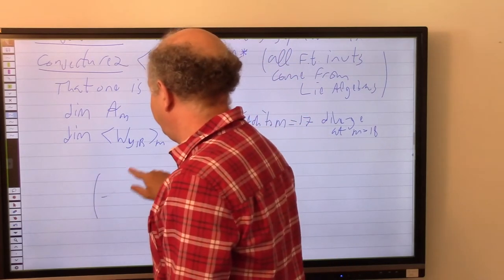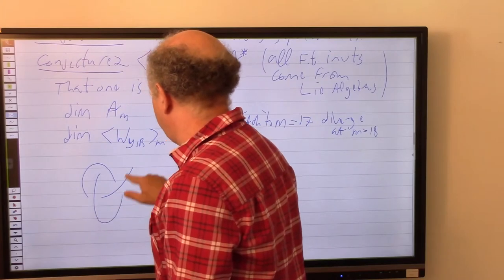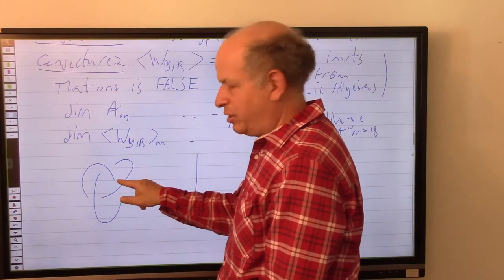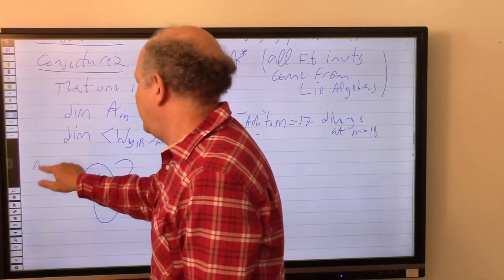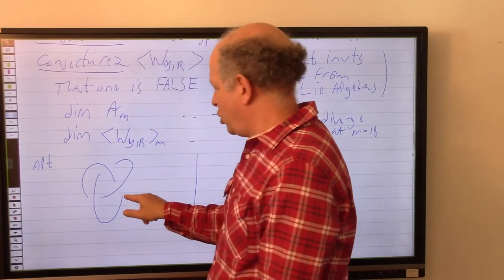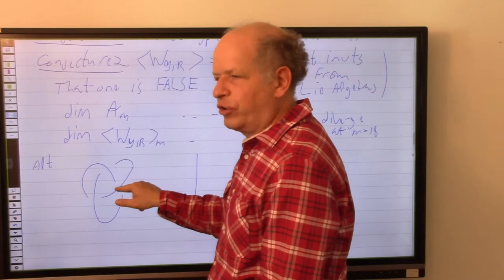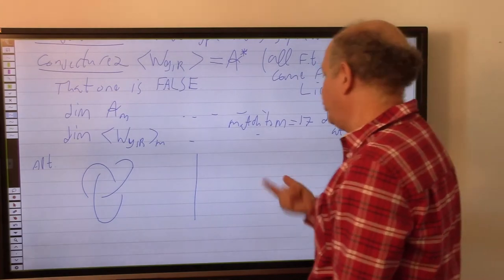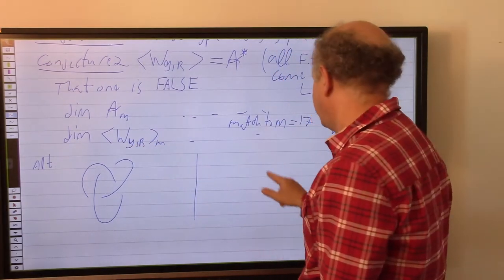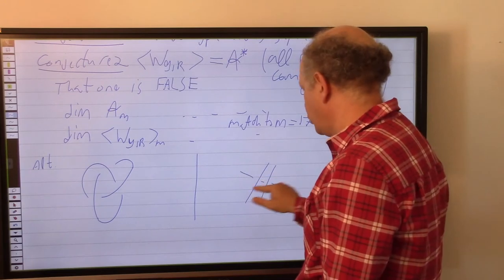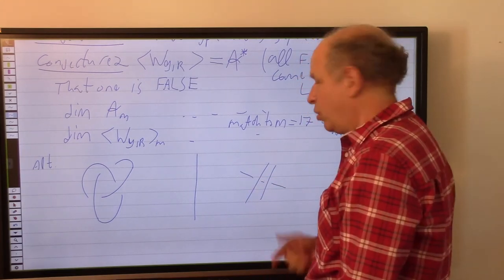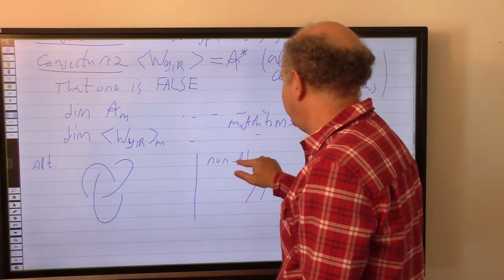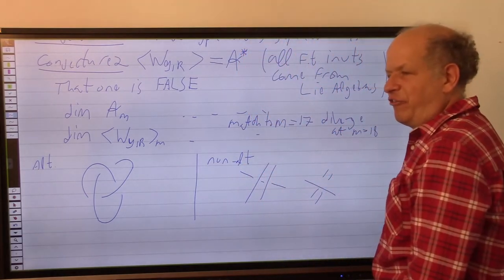So, there are alternating knots. A knot is called alternating if when you go through it, you go under, then over, then under, then over. So you alternate going under and over. And a knot is called non-alternating if it is not alternating. So if, for example, at some point within the knot, you go under something twice in a row, or maybe over something twice in a row, this is non-alternating.